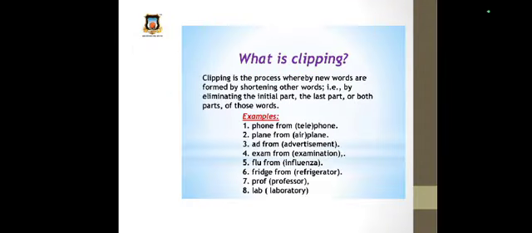Now the next word formation process is clipping. Clipping is the process whereby new words are formed by shortening other words, for example, by eliminating the initial part, last part or both parts of the word. Example, phone from telephone. Plane from airplane. Ad from advertisement. Exam from examination. Flu from influenza. Fridge from refrigerator.